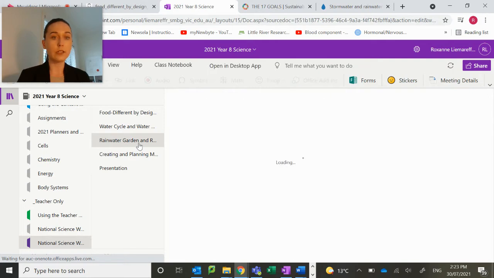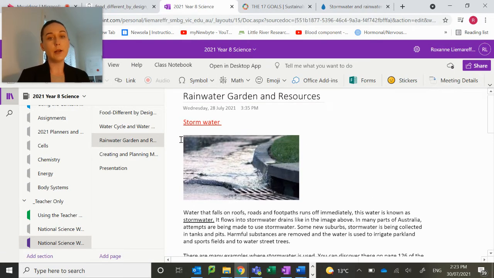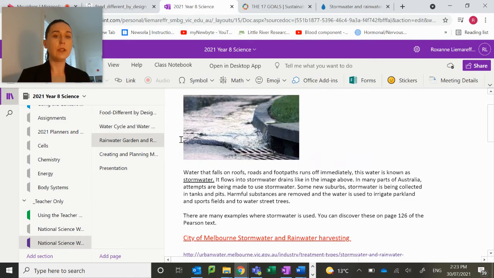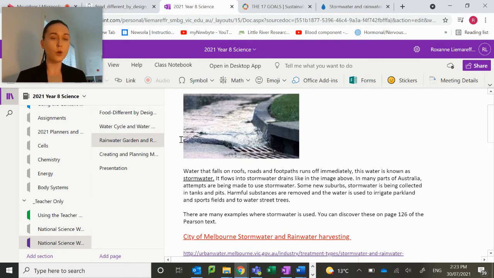Moving on to the rainwater garden and resources over here. Stormwater is something that isn't really spoken about. It's water that falls on our roofs, roads, footpaths. It runs off immediately straight into our gutters, which is known as stormwater. In some new suburbs, their stormwater is being collected in tanks and pits. Right now in many parts of Australia, there are attempts being made to use stormwater, and the harmful substances are removed and the water is used to irrigate parks and sports fields and to water streets, well, the trees and the different shrubs that may be in our streets.